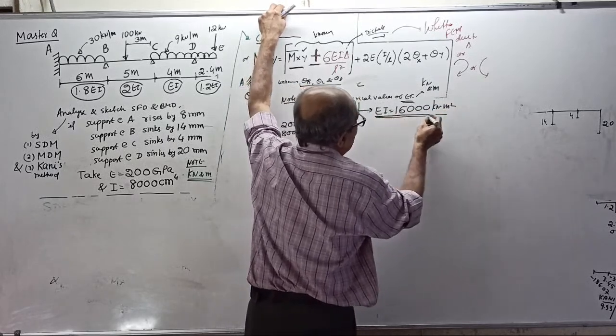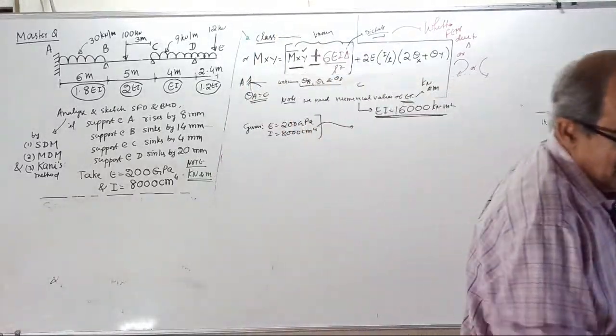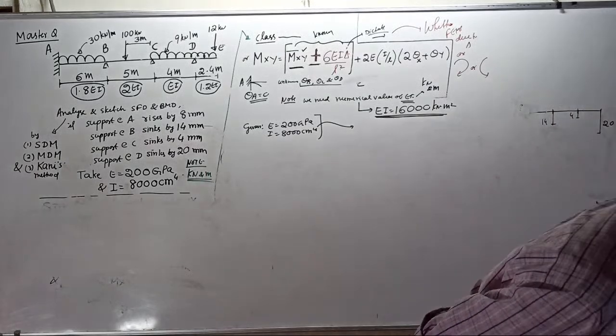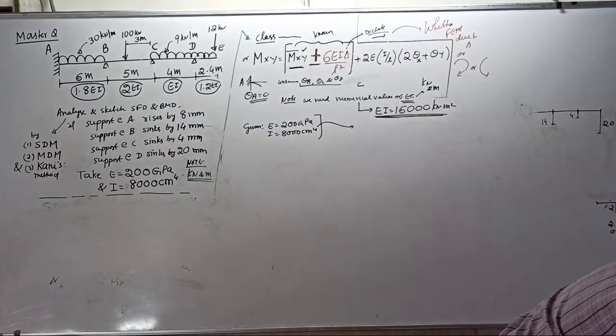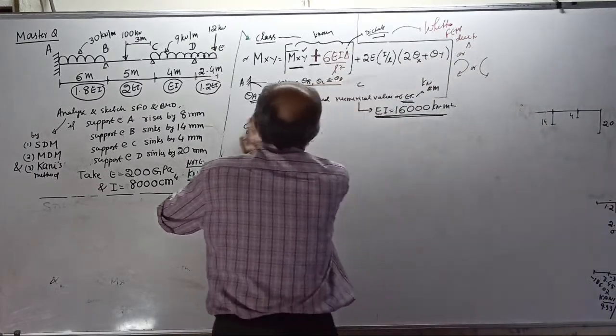No problem. Tell me. If there is a problem, stop the class right now. Don't come to any of my classes. Clear? EI will come 16,000 kilonewton meter square. Tell me, clear or not? Fast. Don't waste time. Okay, got it. Now this is also over.